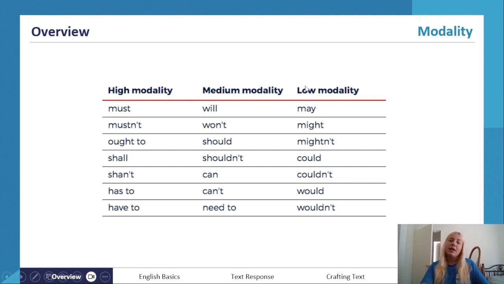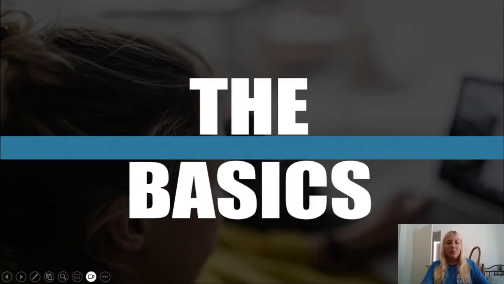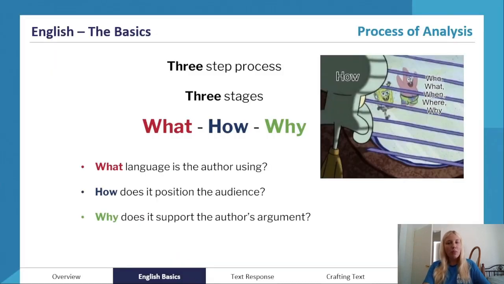Okay, and for that reason, sound confident in your writing, but don't sound definitive, and use low modality language. Beautiful. More of the basics. This is a bit of analyzing argument revision, but is very important. So this is the first thing that we're having a look at.